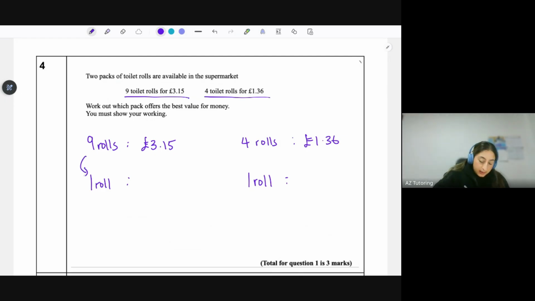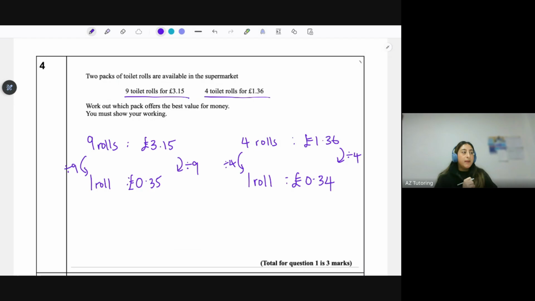So 9 to 1 is divided by 9. So I'm going to do £3.15 divided by 9. 4 to 1 is divided by 4, and then I'm going to divide the other side by 4. This again comes up as direct proportion because you're doing the same on both sides. So £3.15 divided by 9 is just 0.35. So 35p for 1 roll in the first offer. In the second offer, it is costing me 34p for 1 roll.